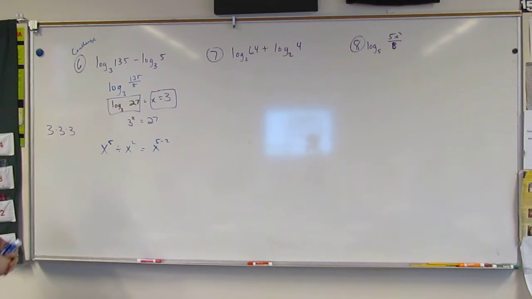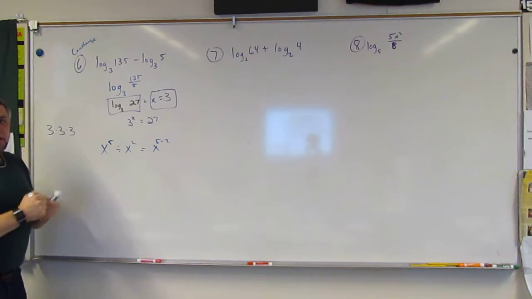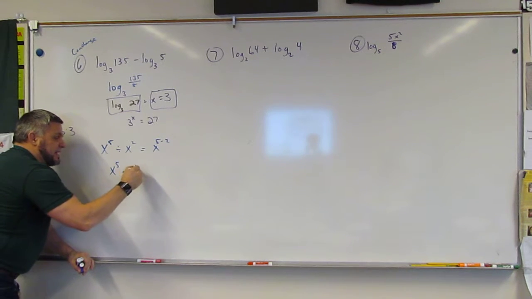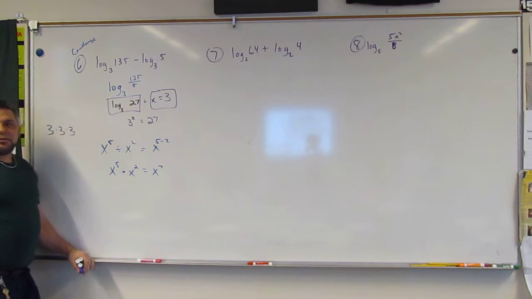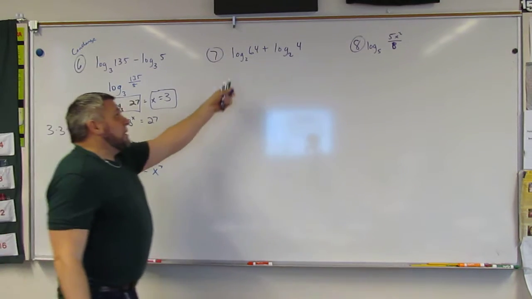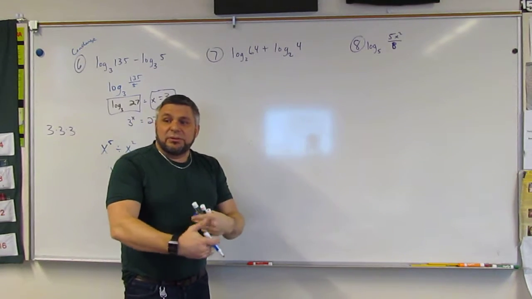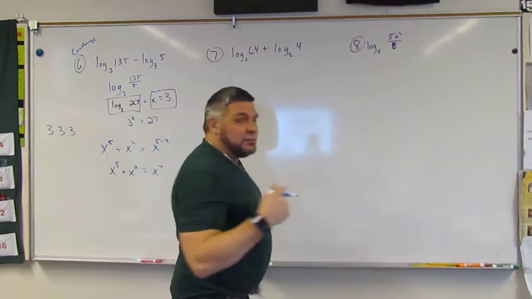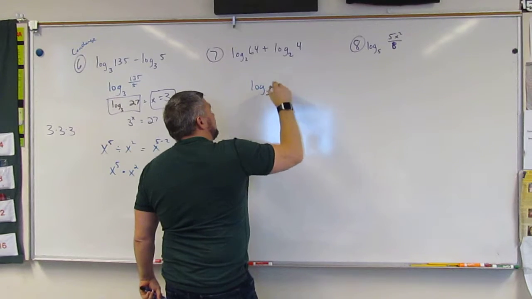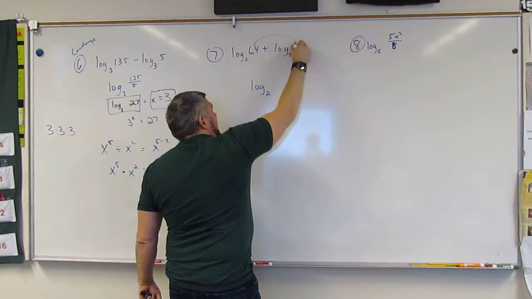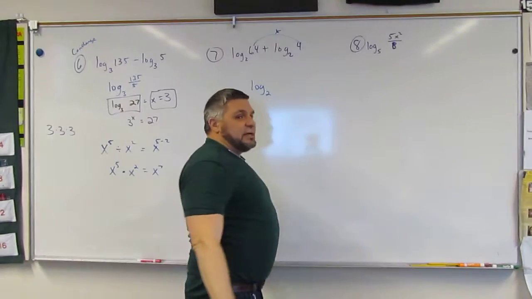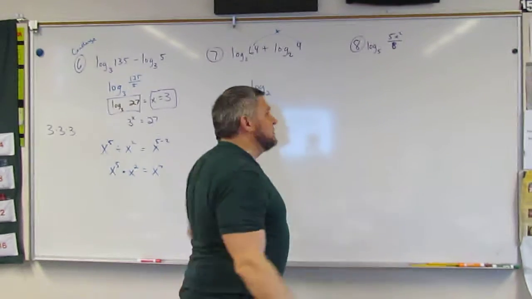So for 7, it's the same thing. If I'm adding, I'm really multiplying, right? So if I have x to the 5th times x to the 2nd, then that's x to the 7th, right? I'm adding those exponents. The logarithm is an exponent. So when I'm adding those exponents, what did I do to get there? I multiplied, right? So we're going to take log base 2 of 64 times 4. 64 times 4 is 256. Is that right?